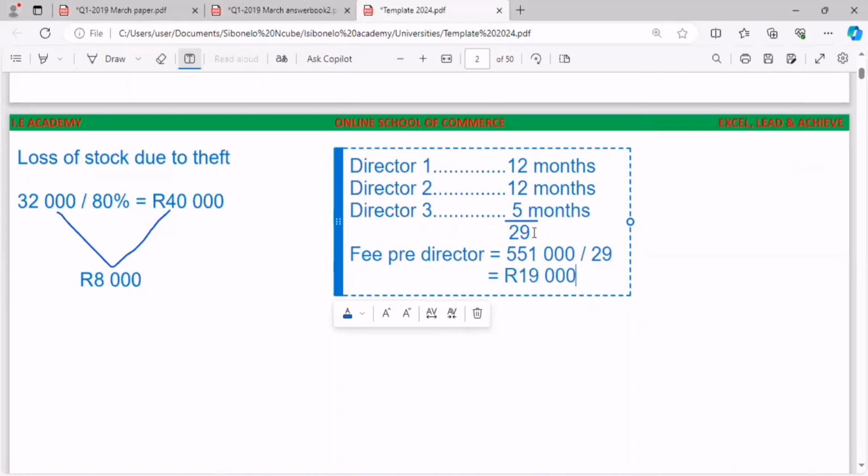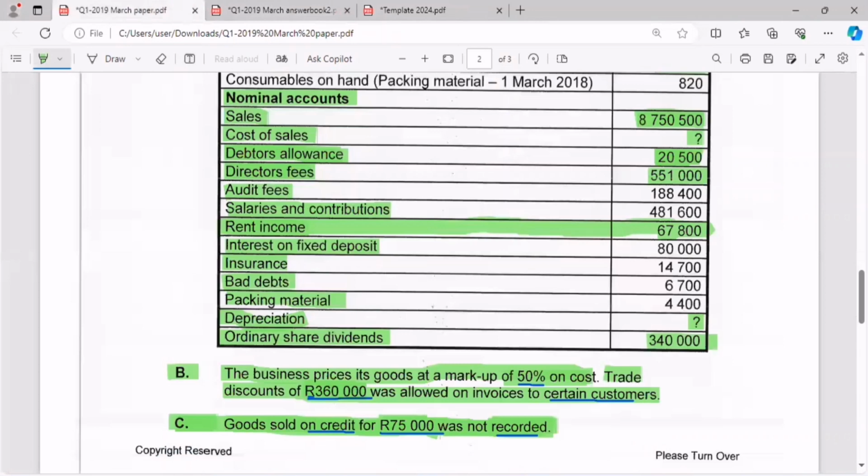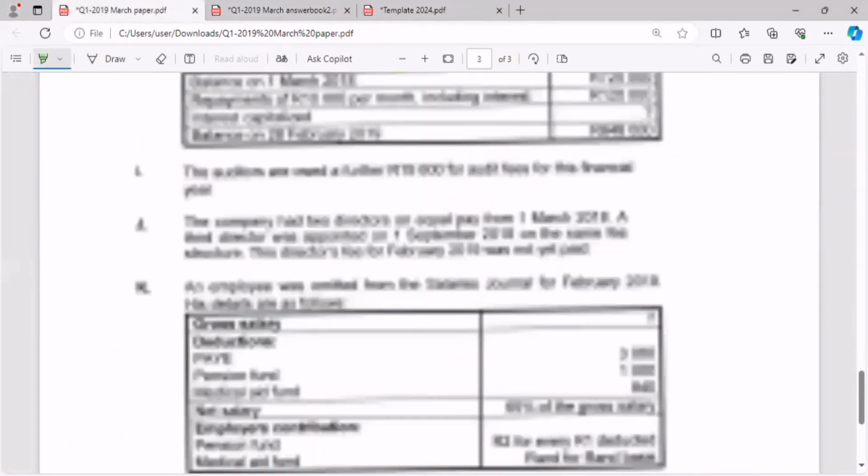And guys, for director number three, we owe him a fee for Feb. So we haven't paid him his fee for Feb. So now we know that per month, per director, we pay a fee of 19,000. So now we're going to add this 19,000 because it is an accrued expense. So director's fees, we add 19,000, which is the balance that we haven't paid for the month of Feb to the third director. Okay, guys, we are almost done.